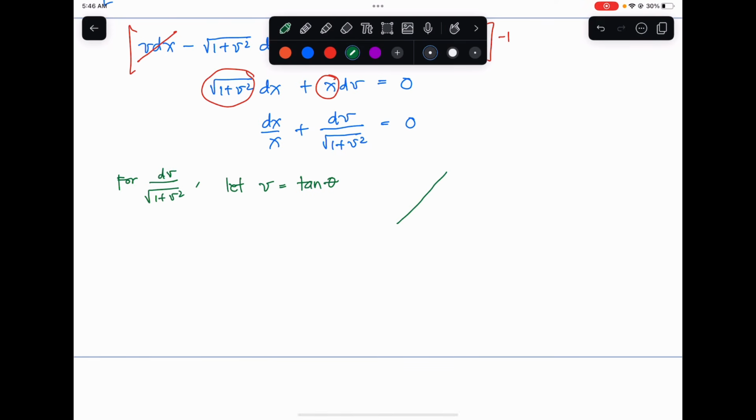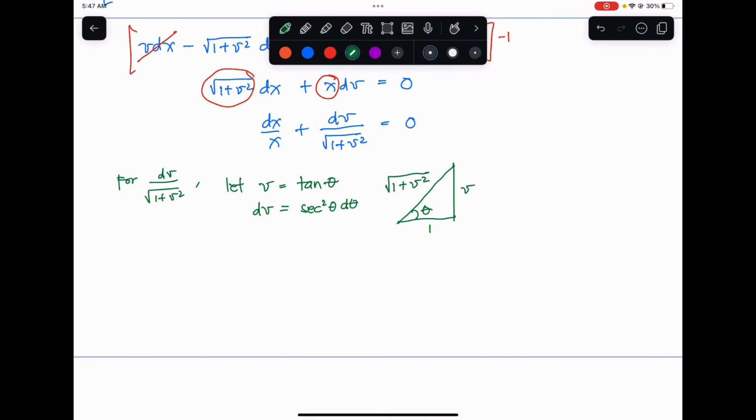So it follows then that if this is theta, tangent is opposite, which is v, over adjacent, which is 1, so v over 1. So tangent theta is v, and the hypotenuse is the square root of 1 squared plus v squared. So v is equal to tangent theta. And what we want is dv. So dv is the derivative of tangent, which is secant squared theta d theta.